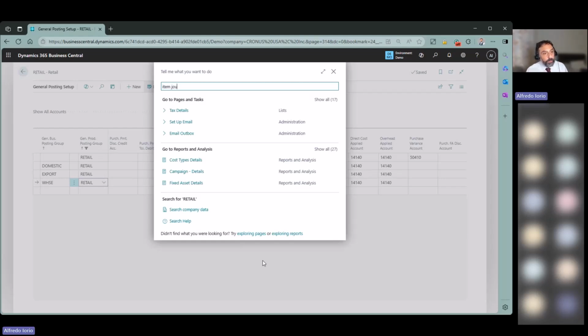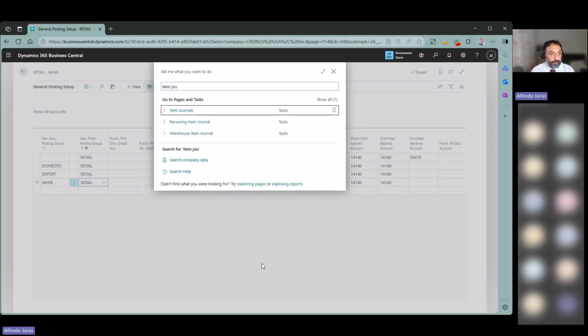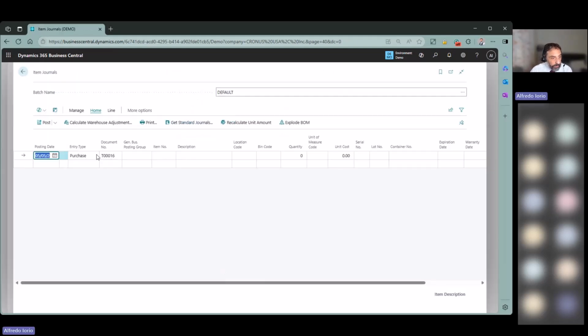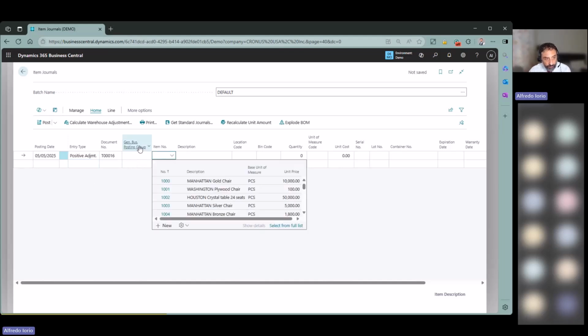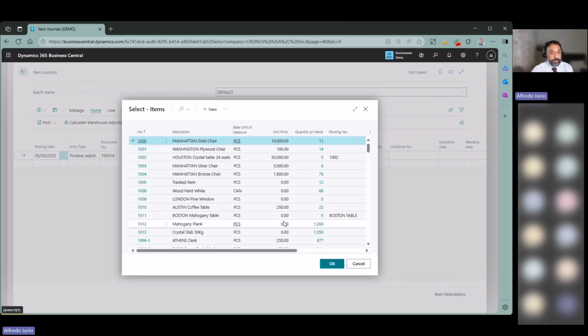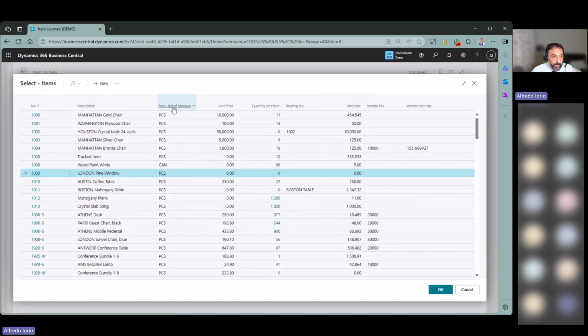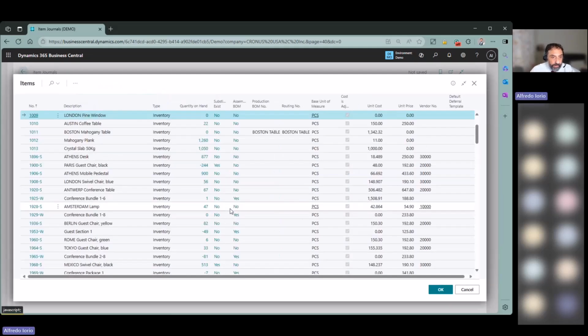If I try to get an item journal for a retail item and I want to do a positive adjustment, and this is something that I showed, the general business posting group doesn't show by default on the item journal. I just added it through personalization, but it's just hidden, right? I didn't do anything to the system, right? Let me see if I can find the item, which is retail, right? Let me see if I can find, advanced view. I can find a retail item. Inventory, there we go, London.